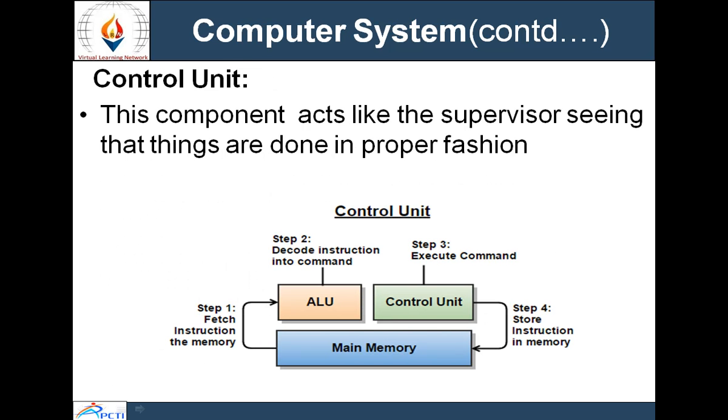The next component of computer is the control unit. This component acts like the supervisor, seeing that things are done in proper fashion. The control unit determines the sequence in which computer programs and instructions are executed. It also acts as a switchboard operator when several users access the computer simultaneously. Thereby, it coordinates the activities of computers' peripheral equipment as they perform the input and output. Therefore, it is the manager of all operations.